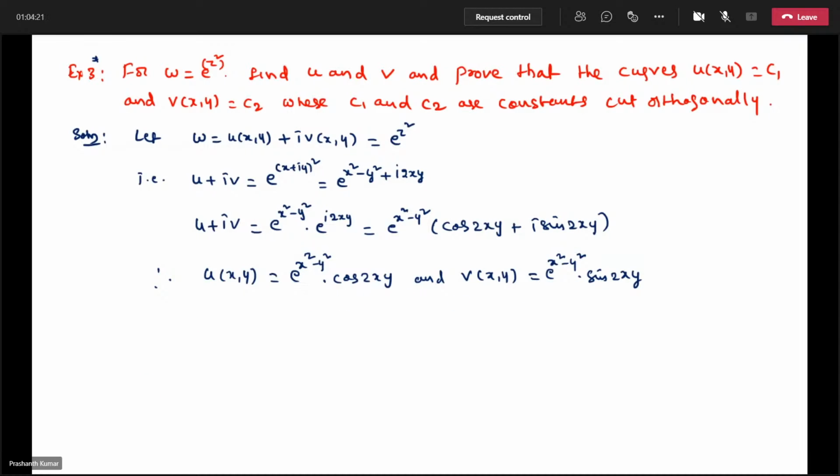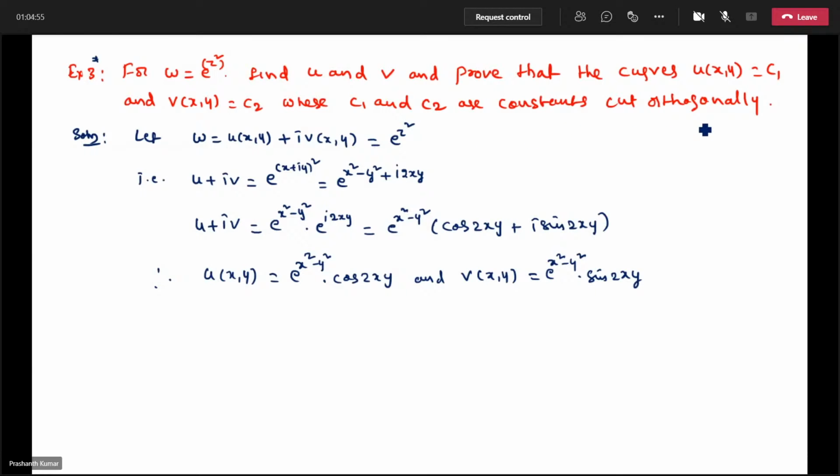So this is our u and v. What we want is to find u and v and prove that the curves u and v cut orthogonally. This is what we want to prove. Now we got the value of u and v.